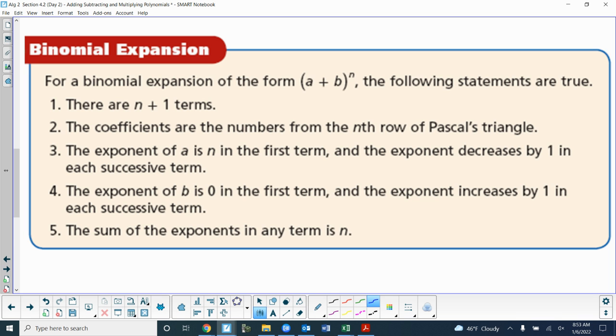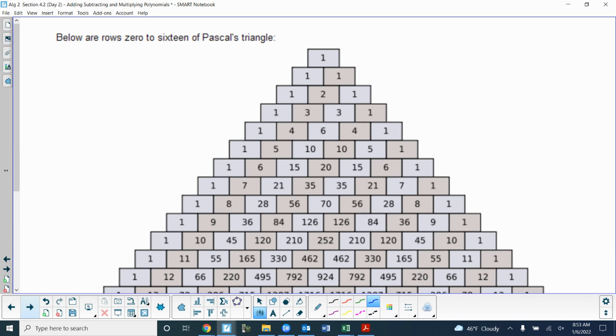Okay, the exponent of a is n in the first term, and then the exponents decrease by 1, and the exponent of b is 0 in the first term, and then the exponent increases by 1, and the sum of the exponents in any term is whatever the original power is. Again, you don't have to remember all that, because I'm going to show you how to do it. But that's just what's going on. Don't zone out on me, will you?